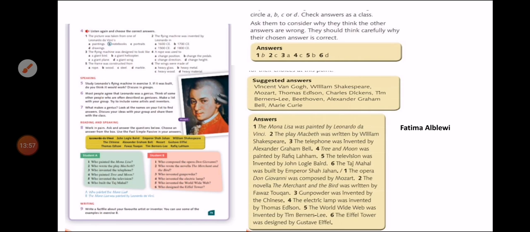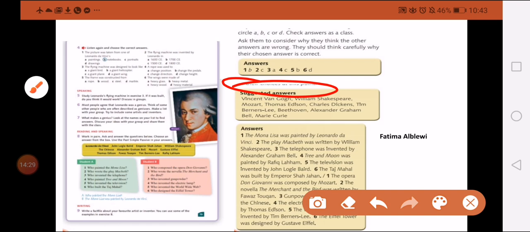Exercise number 7. What makes a genius? Genius is very important. What makes a genius? Look at the names on your list to find the answer. Discuss your ideas with your group and share them with the class. Then here we have exercise 5, exercise 6. These are critical thinking, and exercise number 7 is also a critical thinking question. Now here we have suggested answers. Okay.